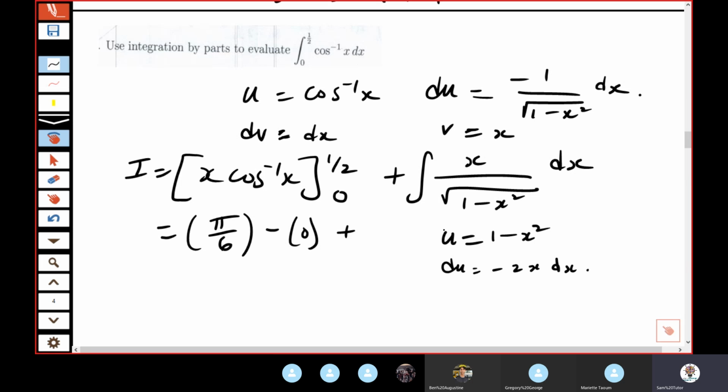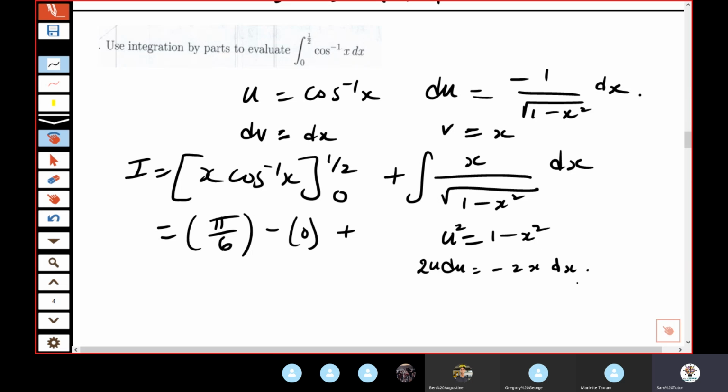So what do you want u to be instead of u? What's a little bit better than u, Ben? U squared. Remember, it just becomes 2u du. So when you differentiate u squared, you would let that become 2u du.